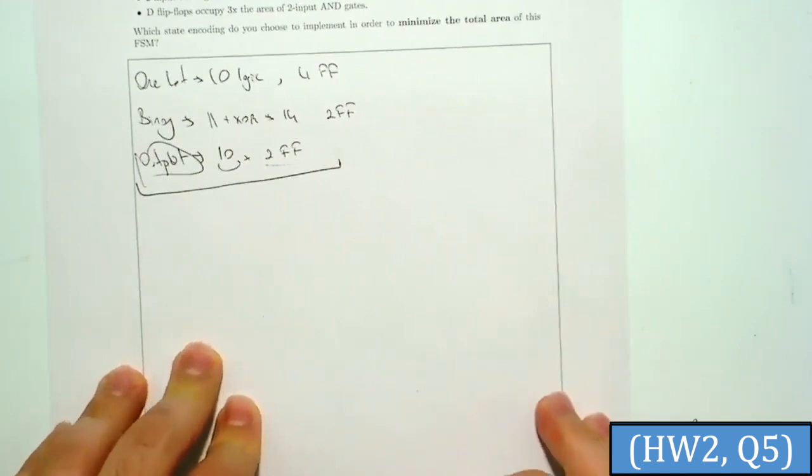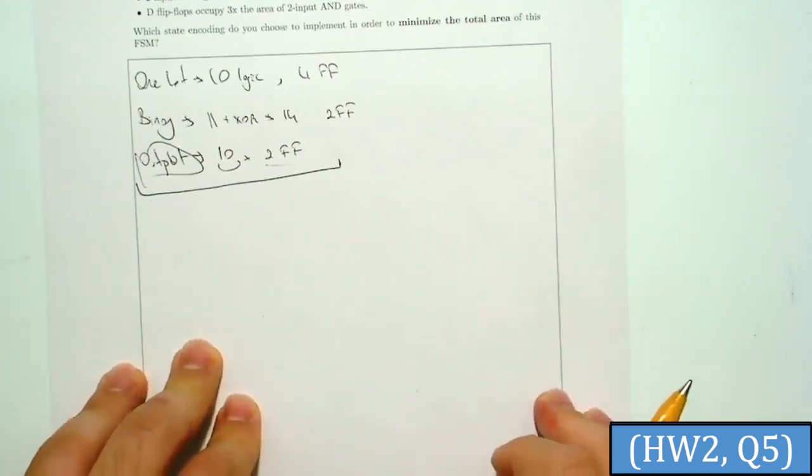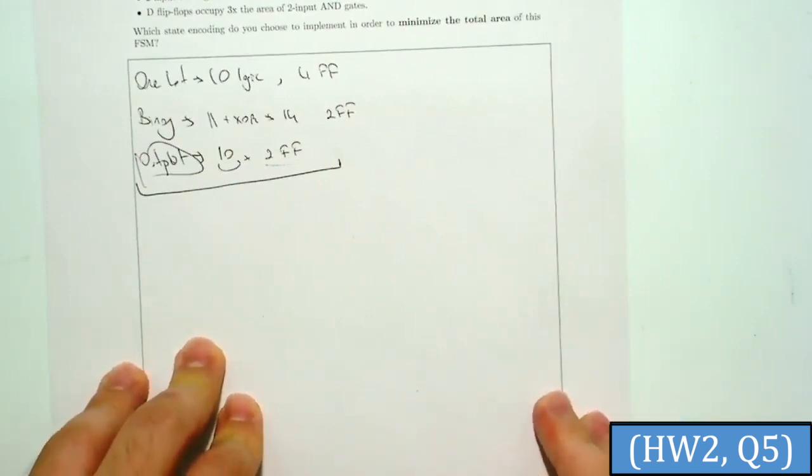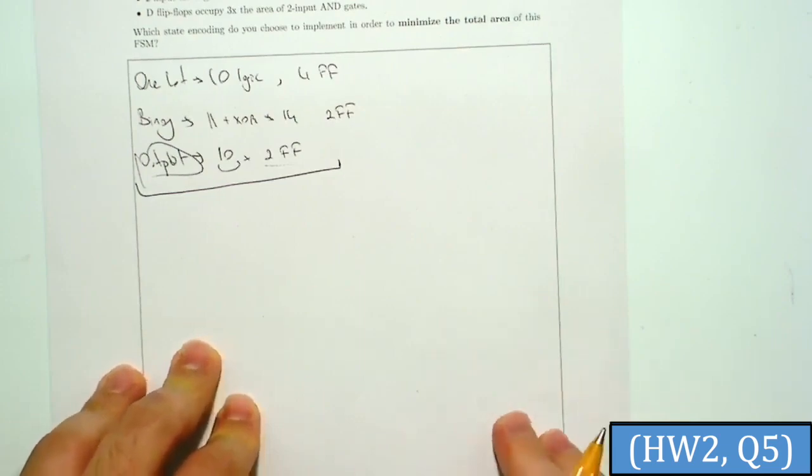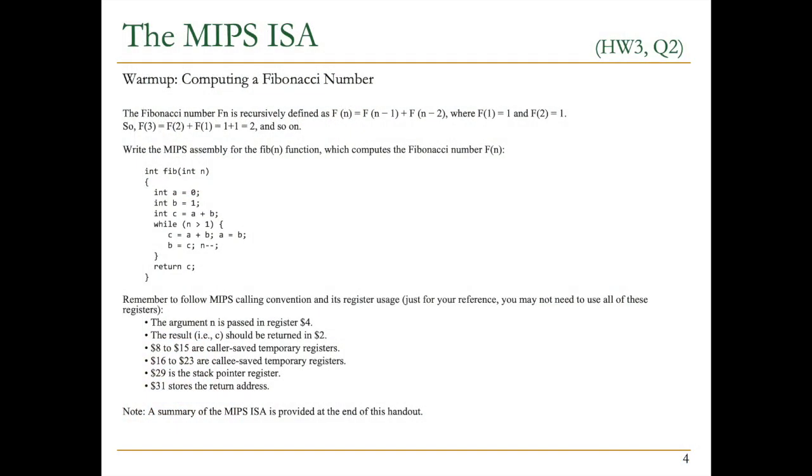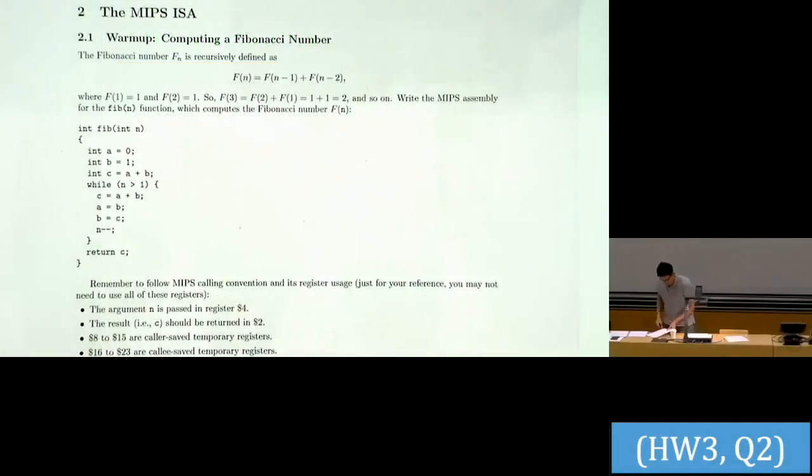Okay. Is there any question? All right. I guess we can move to the next. This question has 2 parts. In the first part, it's warm-up, computing a Fibonacci number. So this is about writing MIPS code to compute the Fibonacci number.